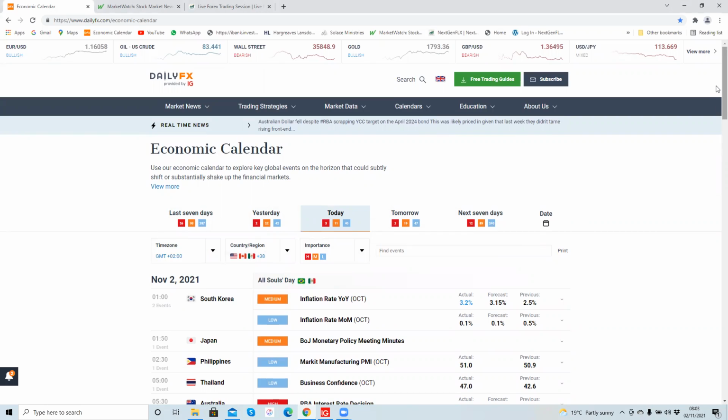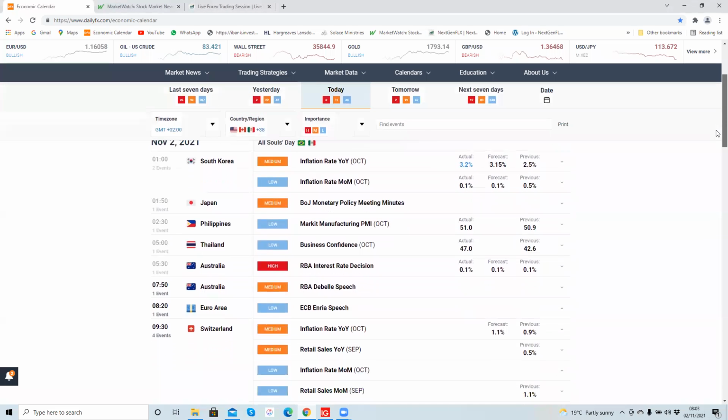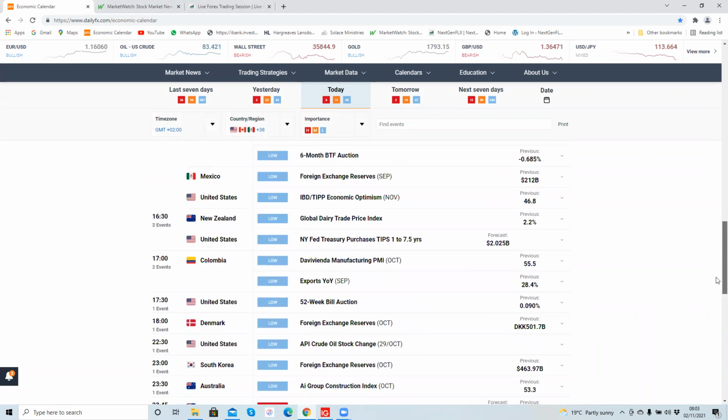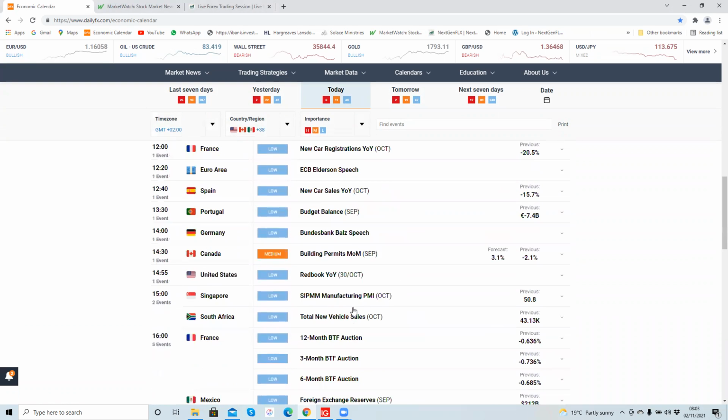Like I said, the main markets we're looking at are the Euro-US dollar and the dollar-Canadian dollar, so we'll be looking for any reports of high importance that could affect either of these markets. Let's have a look. We can see the Australian interest rate decision has come and gone at 5:30 a.m. this morning, GMT +2. There are no other reports of high importance today. The other one is late at night at 11:45 p.m. GMT, the New Zealand unemployment rate report. So in relation to the Euro-US dollar and the dollar-Canadian dollar, there are no reports of high importance today.